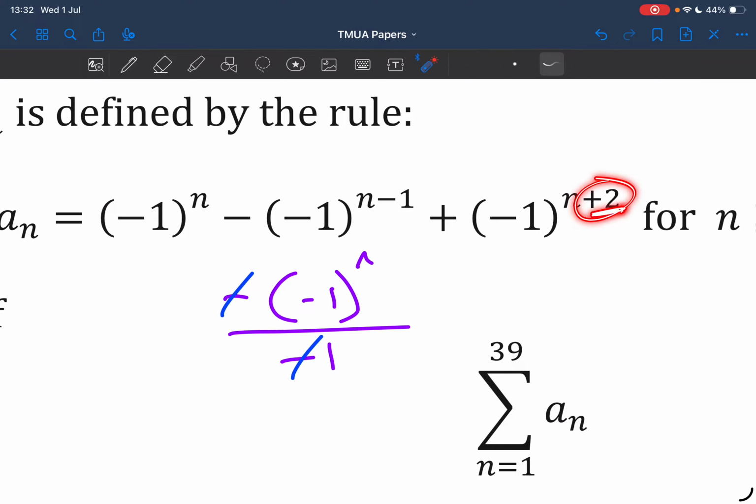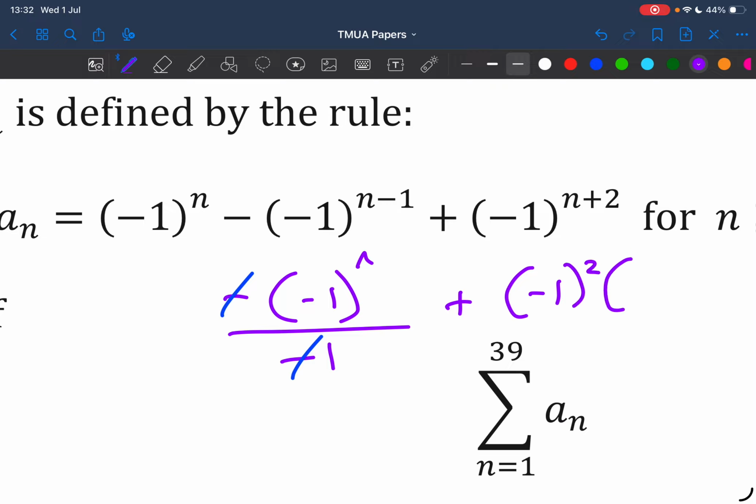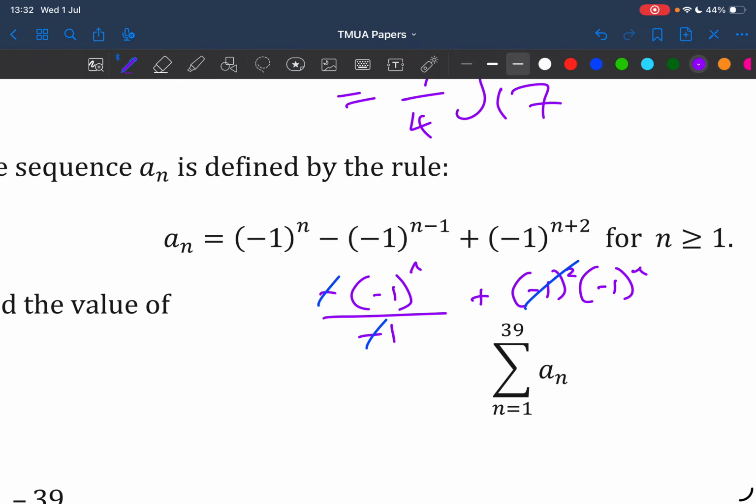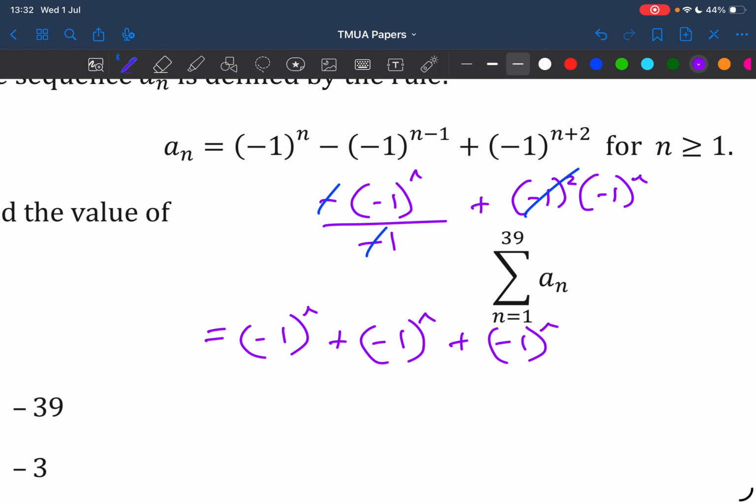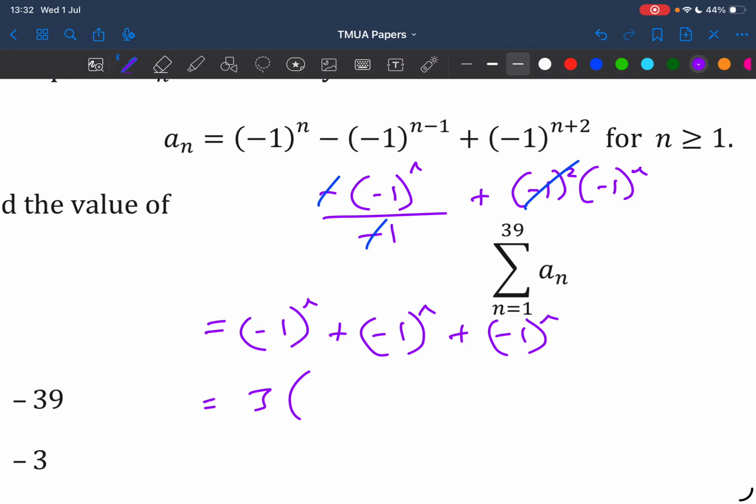Over here, this is 2 of them. So we're going to rewrite this as minus 1 squared and minus 1 to the n. Well, minus 1 squared is just 1, so that can go away as well. So we can rewrite this whole thing. We still got that first one. On here, the negatives cancelled out, and same thing over there. So actually, they're all the same thing. So we just have 3 dots of this thing.